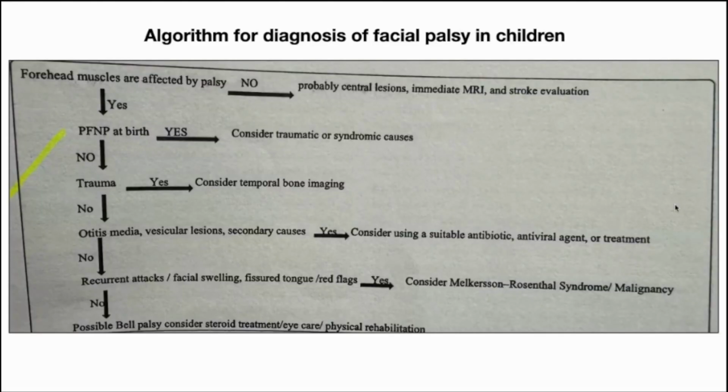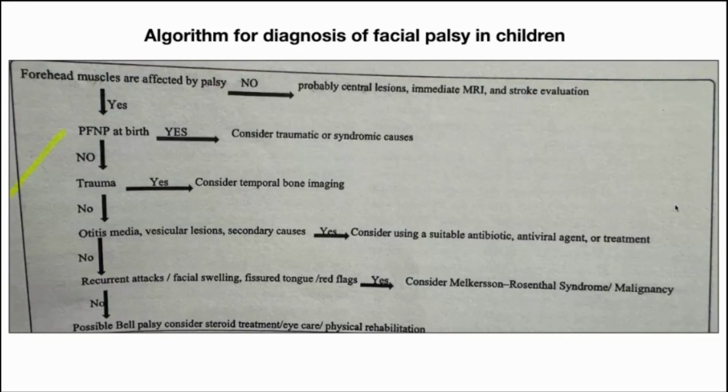So this is an algorithm for diagnosis of facial palsy in children. Once you examine, you see whether the forehead muscles are affected by the palsy. If they are not affected, then it could probably be a central lesion. Immediately do an MRI and do a stroke evaluation. If the forehead muscles are involved, it is a peripheral facial nerve palsy. If at birth, consider traumatic or any syndromic causes. If not at birth, after birth, it could be trauma.